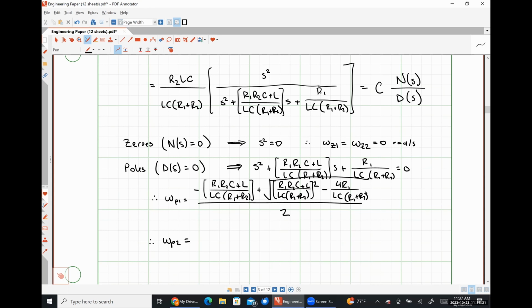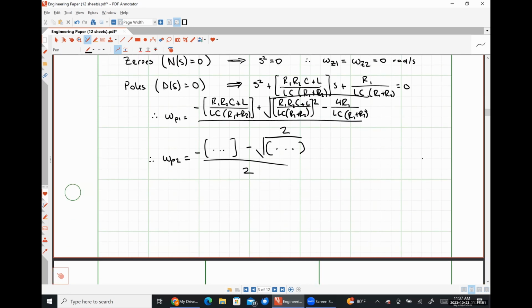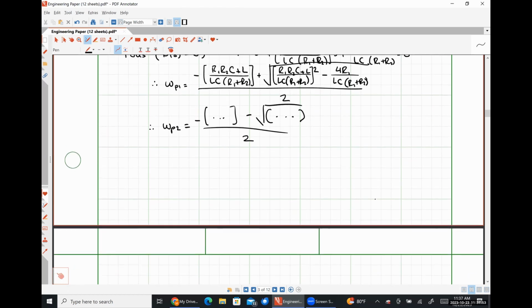And then our pole omega P2 is going to be literally the exact same thing, but we flip it to a negative sign there. So I'm just going to put dots here, minus the square root of this whole thing over 2, where it's literally the exact repeated thing, and I'm just running out of room. So let me put this here.